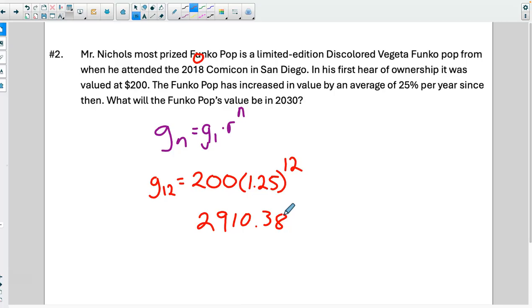Good amount of cash. Nichols, that's a good investment. That is a good investment. Do we agree with that? Yeah. Nice socks. I got those same ones.